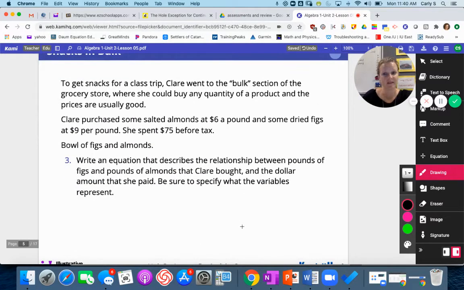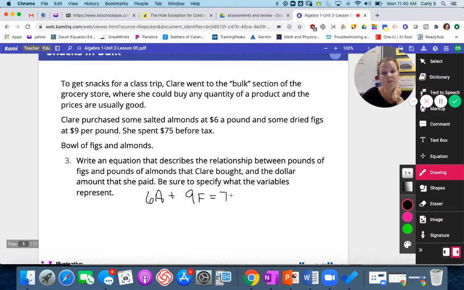Okay, continuing on. This beginning is all the same. Write an equation that describes the relationship between pounds of figs and pounds of almonds that Claire bought and the dollar amount she paid. Be sure to specify what the variables represent. My mind works in equations, so I did that in advance. But let's do the whole question so we answer all the parts of it. So I wrote the equation, and I have to say that a equals pounds of almonds.